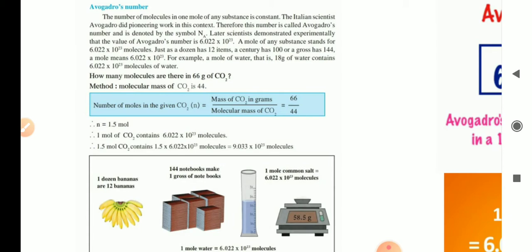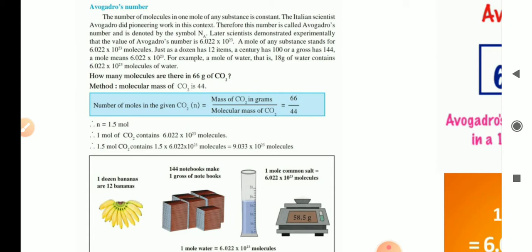How many molecules are there in 66 grams of CO2? Method. Molecular mass of CO2 is 44. So the number of moles in the given CO2, that is N, is equal to mass of CO2 in grams upon molecular mass of CO2. That is 66 upon 44, that is equal to 6 upon 4, that is equal to 3 upon 2, that is equal to 1.5. So N is equal to 1.5 mole.